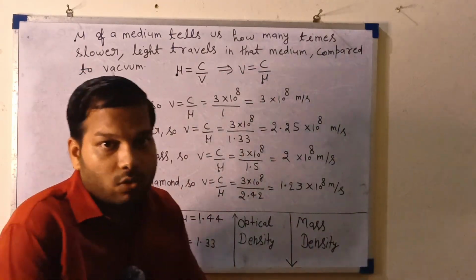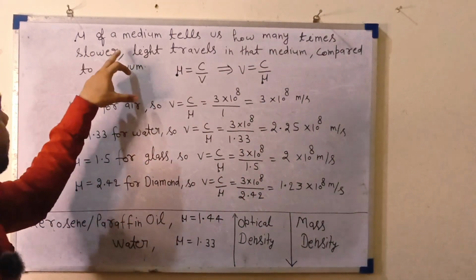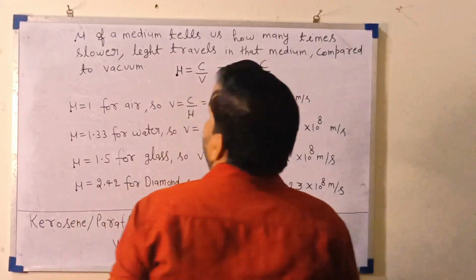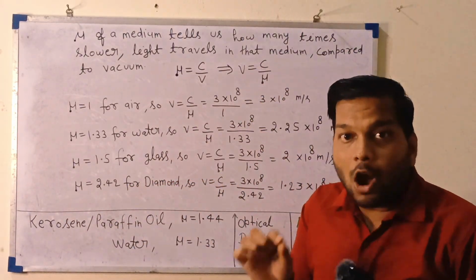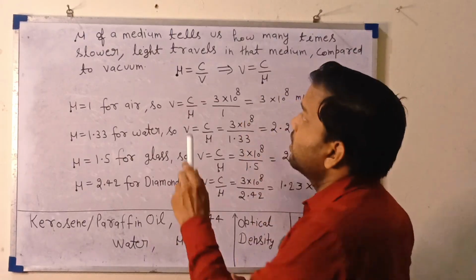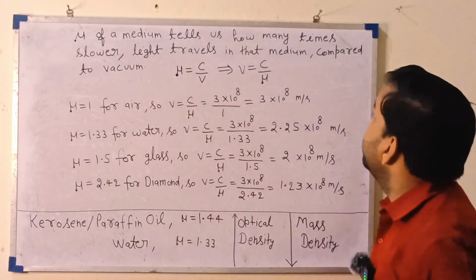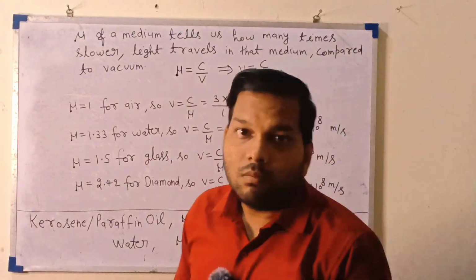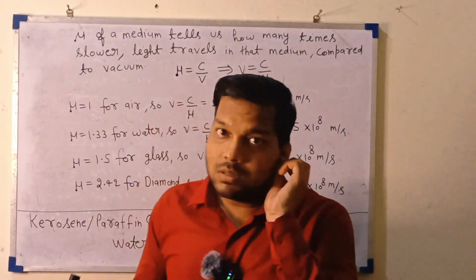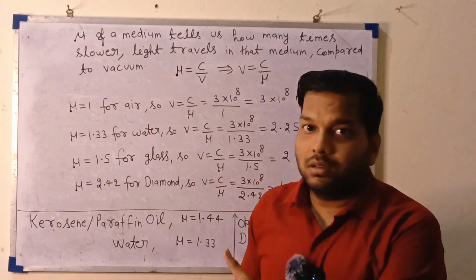Okay, so the refractive index of a medium tells us how many times slower light travels in that medium compared to vacuum. Listen to me carefully. It means, compared to vacuum, in a medium, how many times the light is slower.